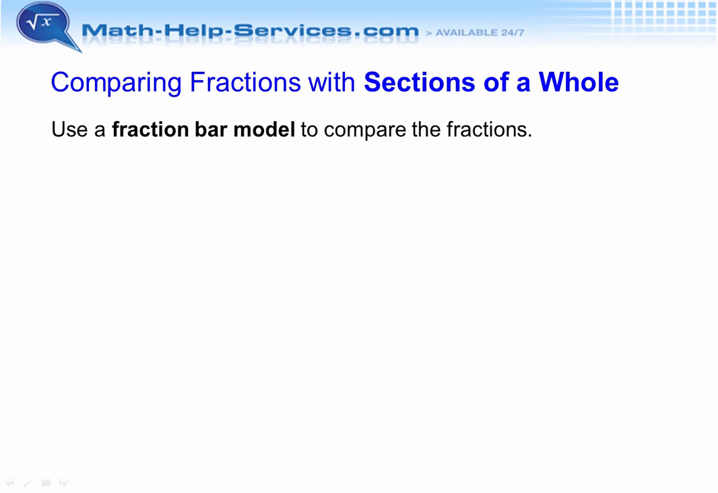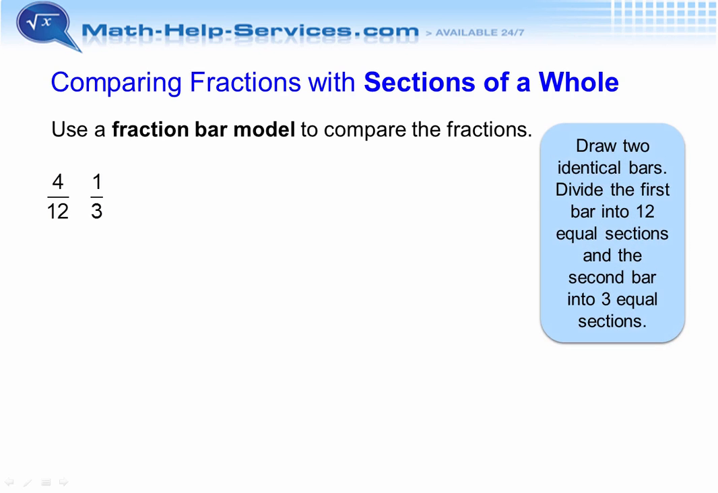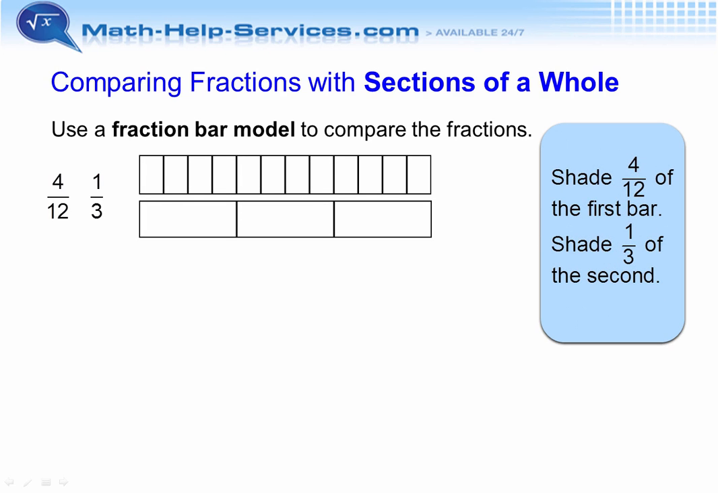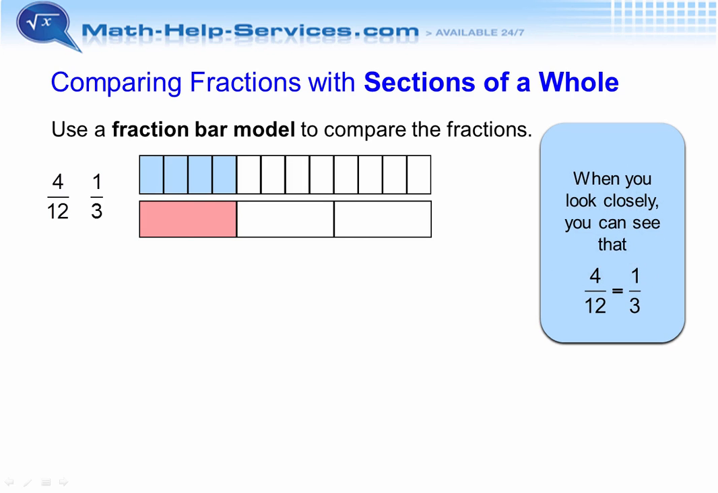Use a fraction bar model to compare the fractions 4/12 and 1/3. Draw two identical bars, divide the first bar into 12 equal sections and the second bar into 3 equal sections. Shade 4/12 of the first bar. Shade 1/3 of the second. When you look closely, you can see that 4/12 equals 1/3.